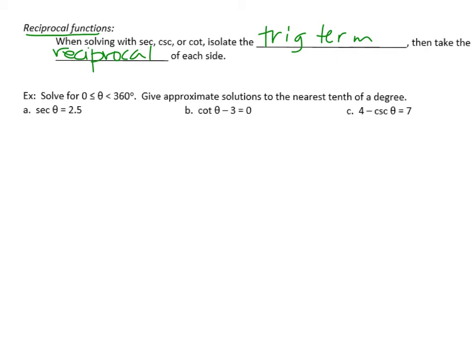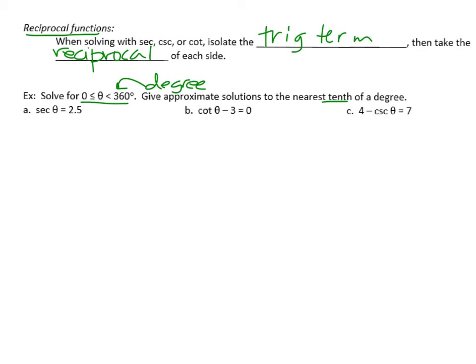Solving between 0 and 360, again, we're in degree mode, so we're good to go there. And we'll do nearest tenth of a degree again. Okay, so it's business as usual. That first example has secant of theta equaling 2.5. Well, secant isn't an inverse on our calculator, but its reciprocal is.